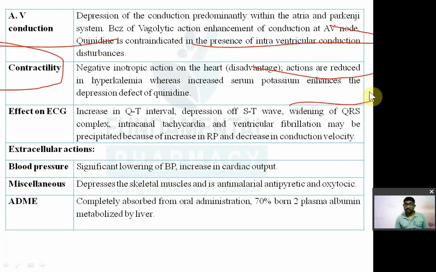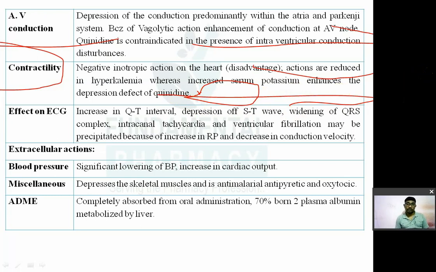Increased serum potassium enhances the depressive effect of quinidine. If the potassium level increases in your body, its action will increase further. It will depress the heart more. So the depressive action of quinidine is again enhanced by increased potassium.